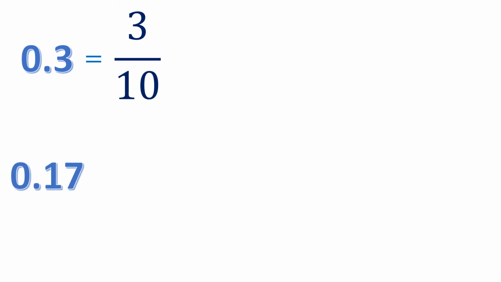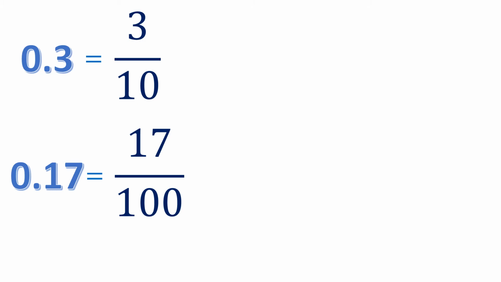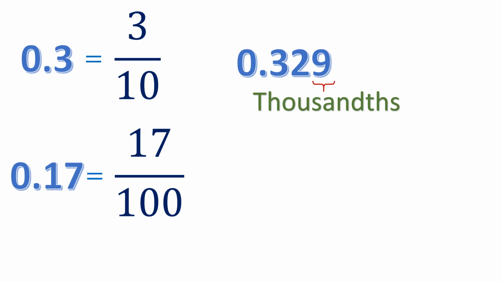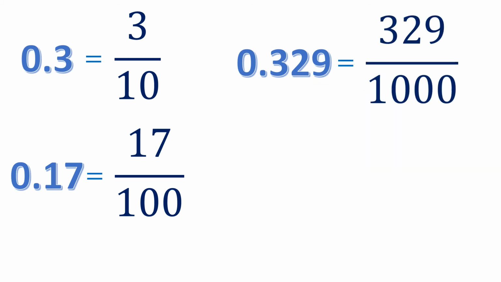Another example, we have 0.17. Observe that the last number is in the hundredths place. So we read it as 17 hundredths. So in fraction, we write it as 17 over 100 or 17 hundredths. And that's the fraction form of 0.17. Another example, 0.329, where the last number is in the thousandths place. So we read it as 329 thousandths. So in fraction, it will be 329 over 1000 or 329 thousandths.